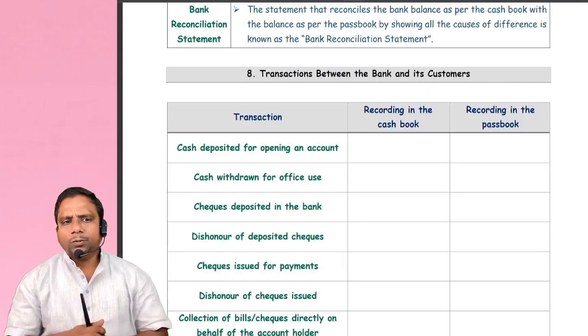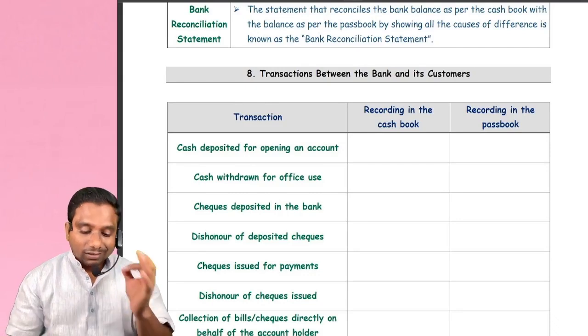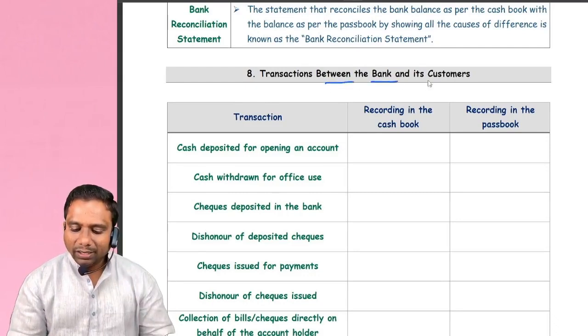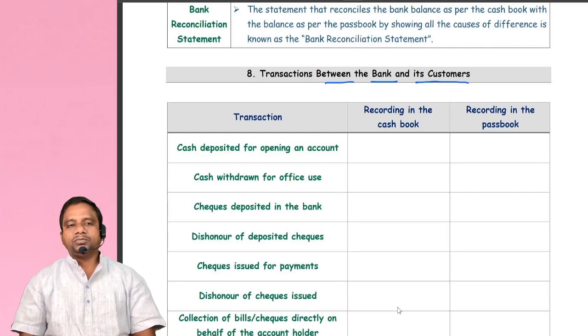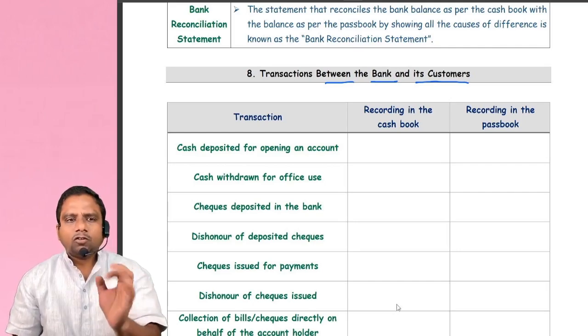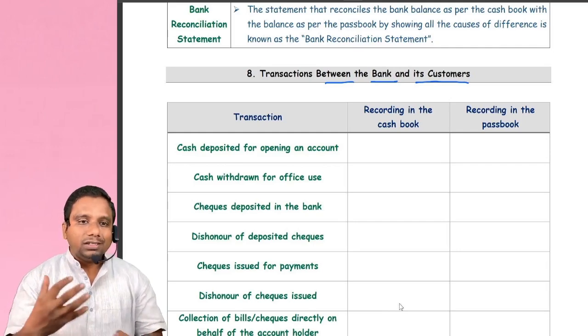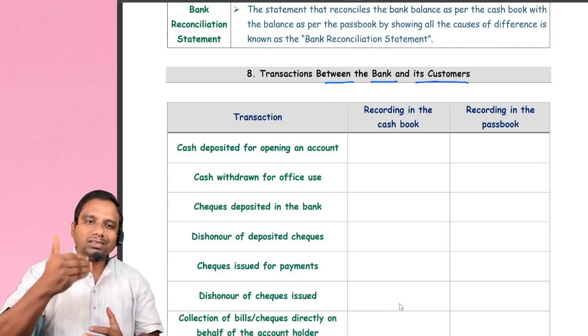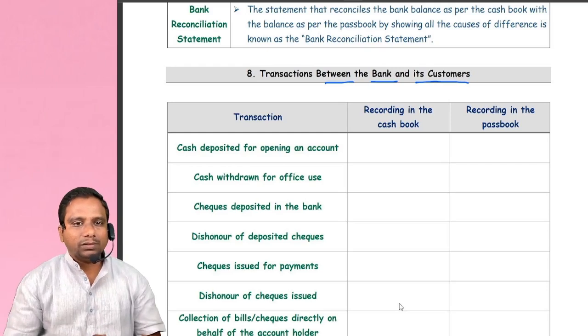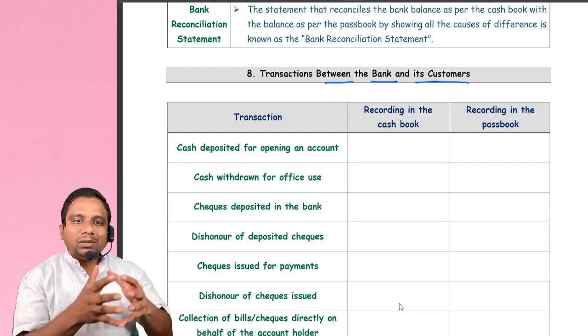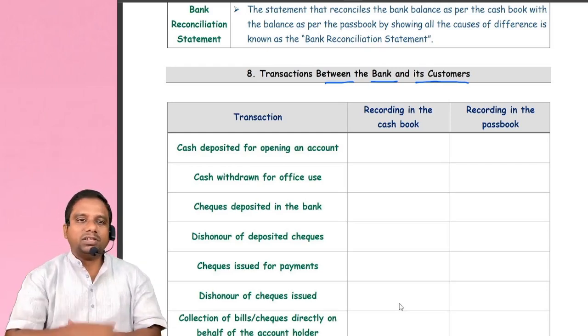Now in this video, we try to understand the transactions between the bank and its customer. See, for the preparation of the bank reconciliation statement, first of all, we should understand what are the probable transactions that may arise between the bank and its customer.